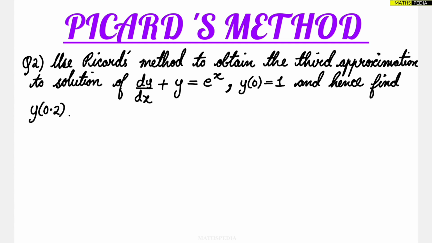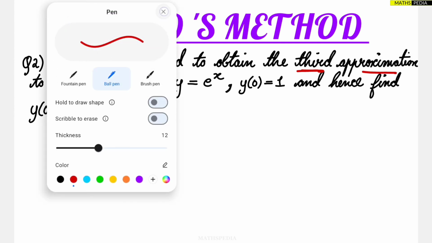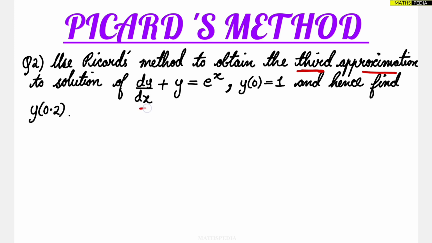Here we'll be going in a faster way. So here we have to do till third approximation. Okay, the question is given as third approximation for the solution. This is the differential equation given and the initial condition is also given. Hence find the y of 0.2, they have also mentioned. First we will find the third approximation equation.